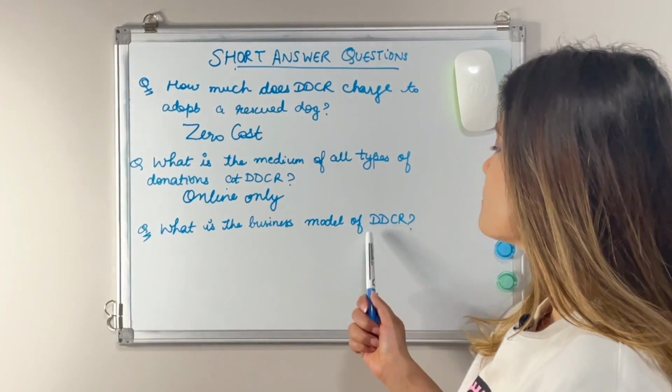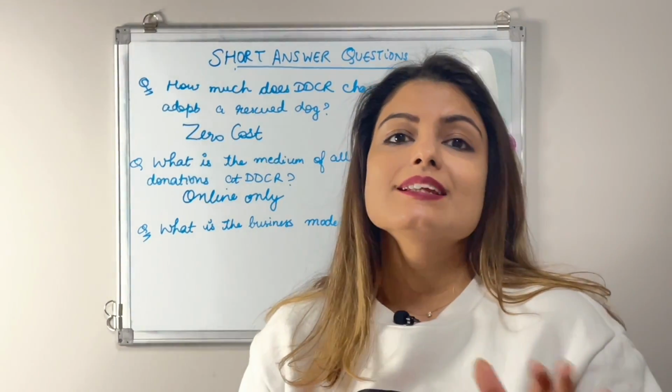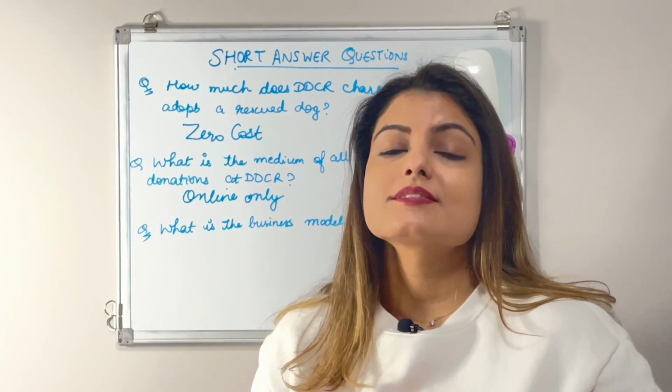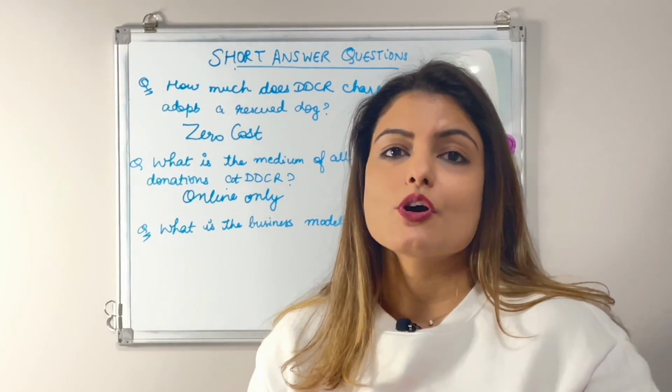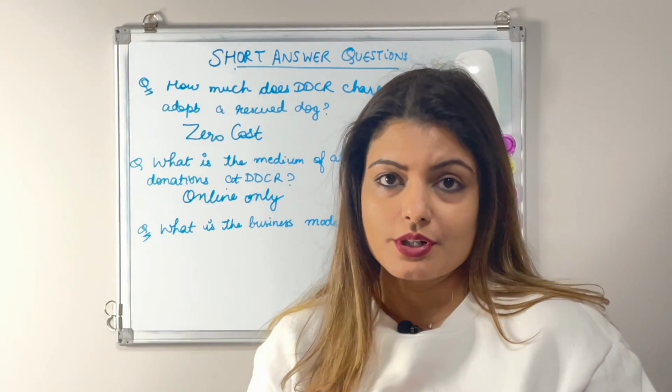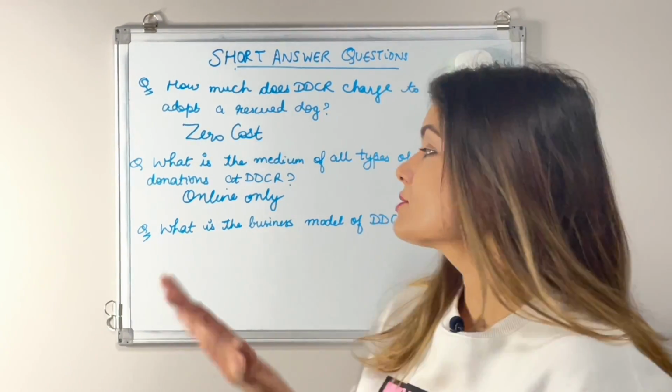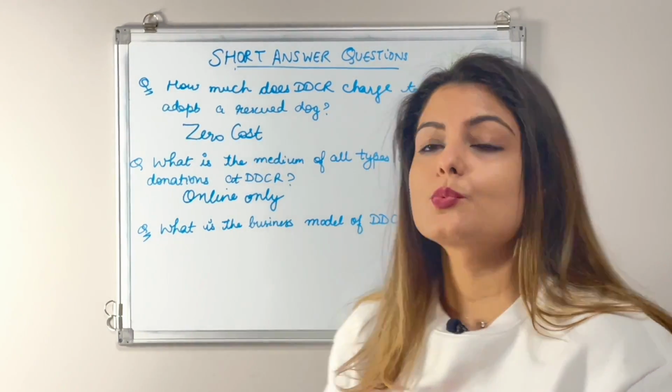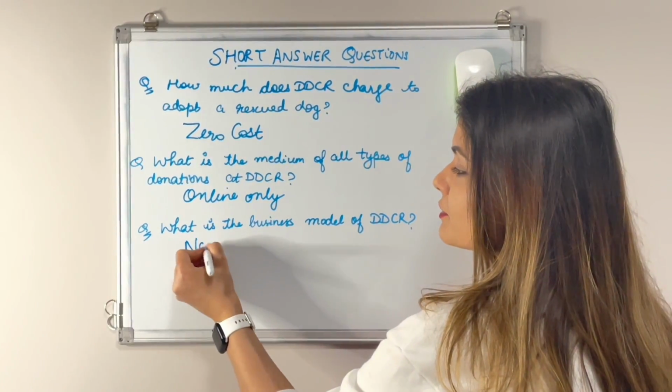What is the business model of DDCR? In the last line, we can see that it says that DDCR is proud of its non-profit structure, which means the same. So the correct answer in this case would be non-profit.